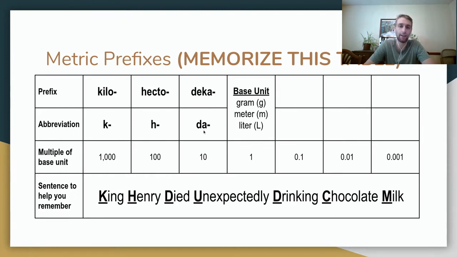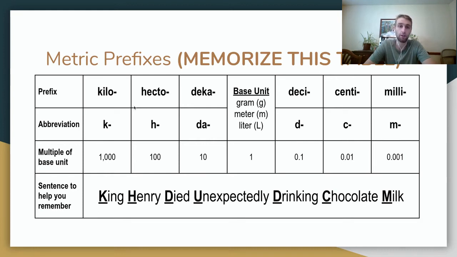And the reason that it's DA is because we have deci over here, which is just D. So those are probably the only two that are tricky to confuse from this list. Centi is a little c. That's times 0.01, or the same thing as dividing by 100. And milli, which is a lowercase m.